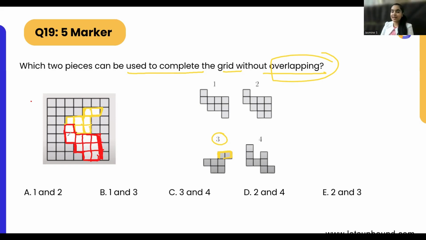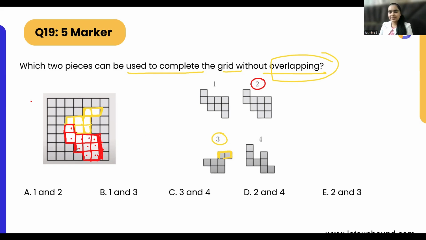But by looking at the outline as well, it's very much clear that it is going to be option second, right? The second piece. You can see it resembles it. We can easily fit 3 and 2 into this figure. And then the grid will be filled.